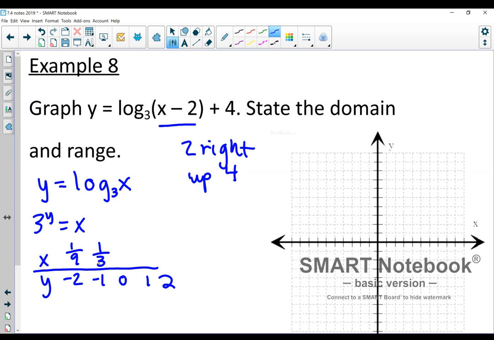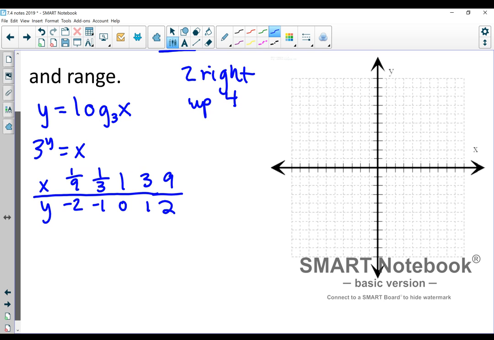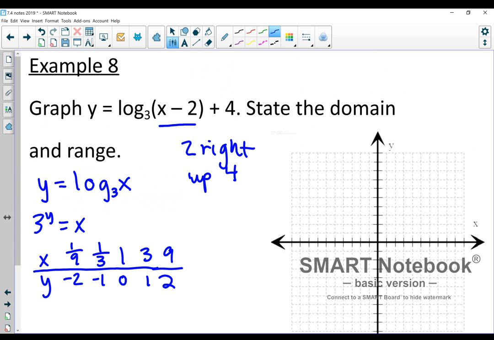So let's fill in our x values. And then we'll go ahead and graph. This first one's too small. I'll start with x is 1/3, y is -1. It is just not wanting to let me move it.